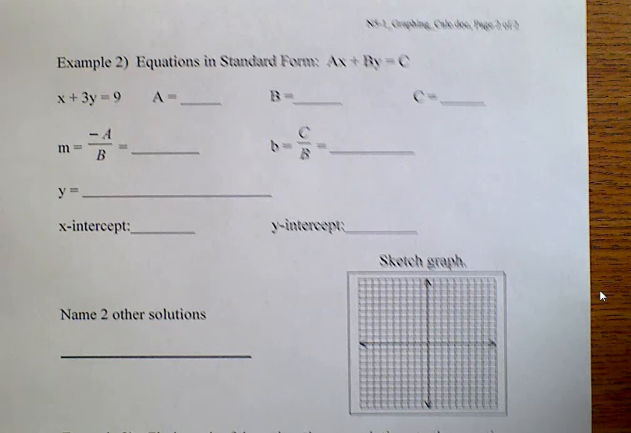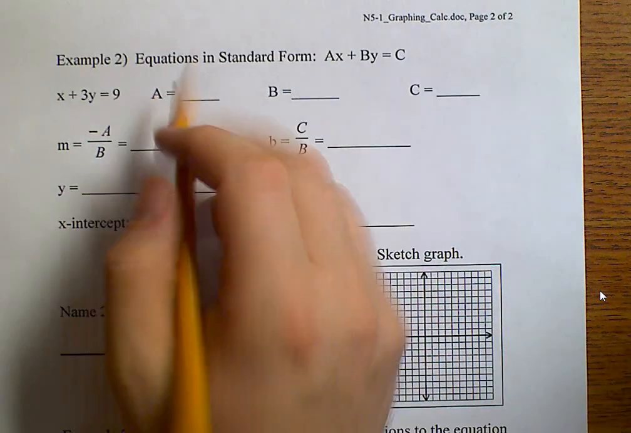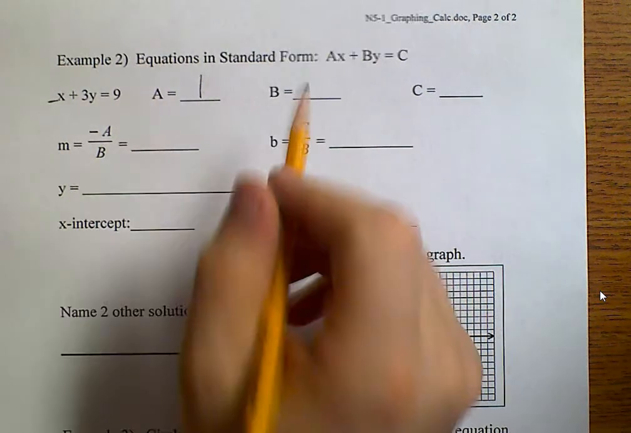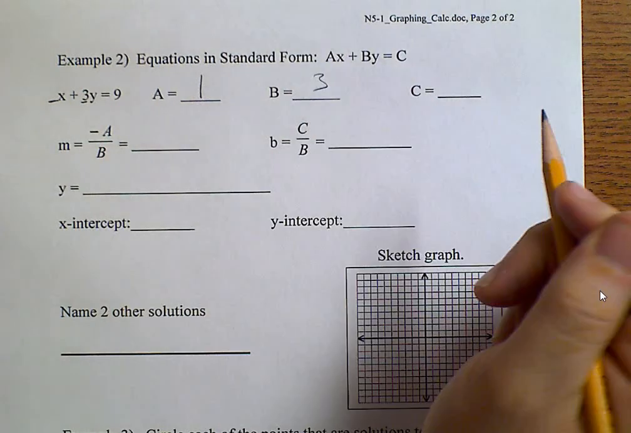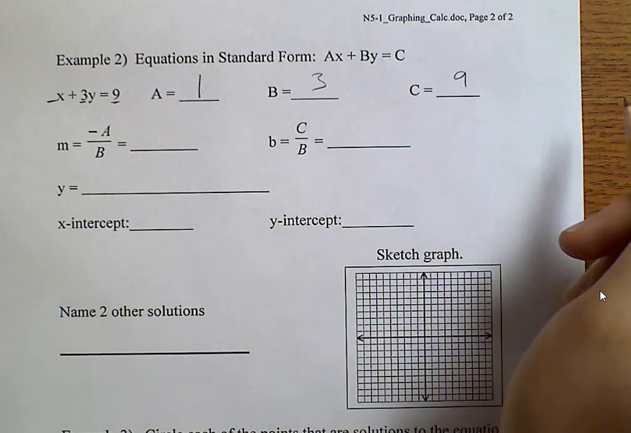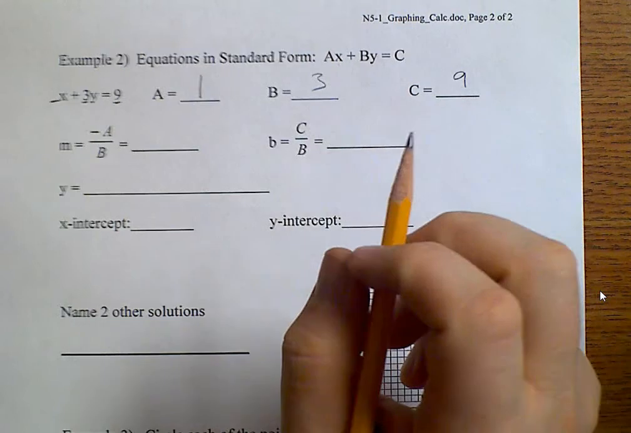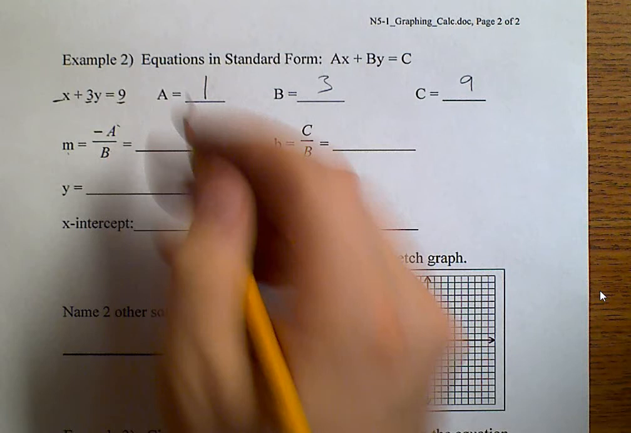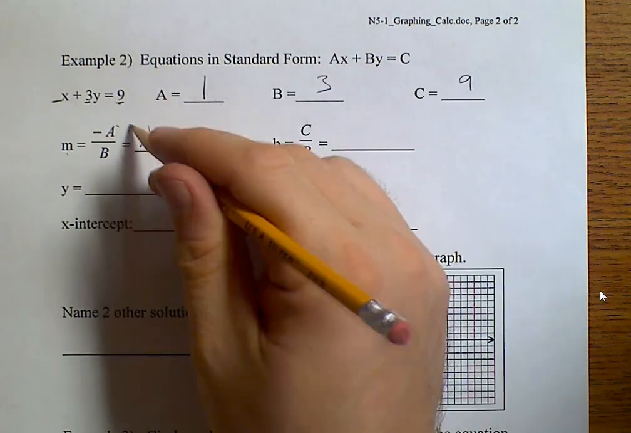Now, when equations are in standard form, ax plus by equals c, a is the number in front of x, which in this case is 1, because the invisible number is 1. B is the number in front of y, so that would be 3. And c is that last number. Notice I did not grab the x or the y, just the numbers. M is negative a over b, so that means negative 1 over 3. And that's as simple as it gets.